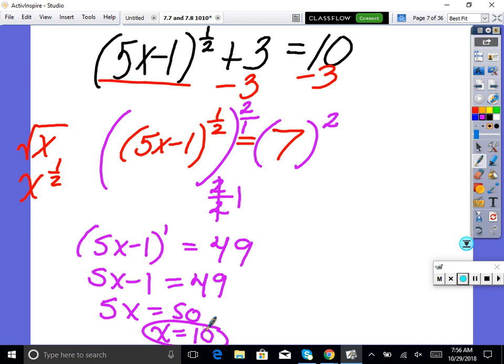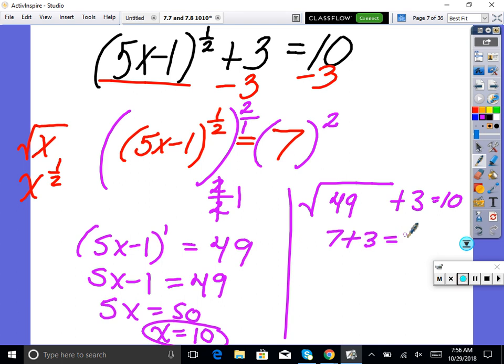So when you plug this one back in to check it, you would have the square root of 50, the square root. You see why I'm writing it as a square root? Because we really should be just being able to calculate it by hand for the most part. So 50 minus 1 is 49. So we have the square root of 49 plus 3, that needs to equal 10. So that's 7 plus 3 equals 10. So 10 equals 10 is true. Okay, let's do some more in here.